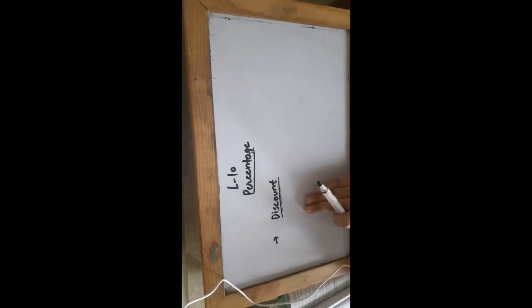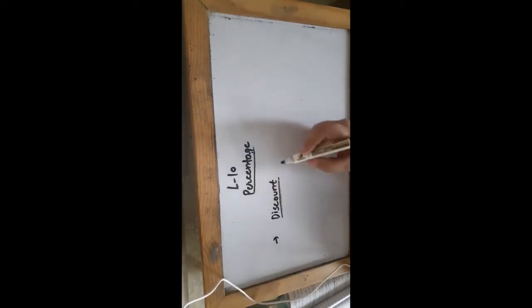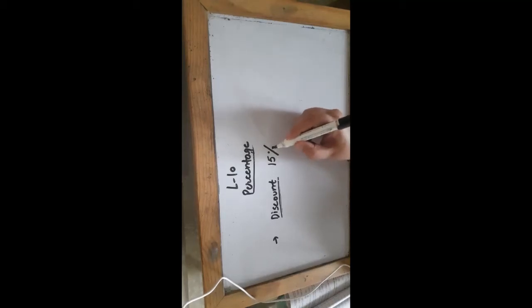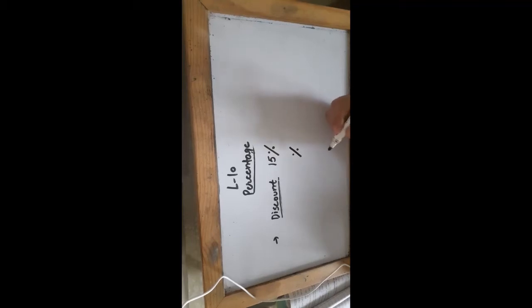Now, whenever you go to the market, you must have read the words that there is a discount. If you go to the toy shop, or if you go to buy some clothes, you get this word written over there that there is a discount, maybe of 15. Now a symbol is written like this. So what does this symbol stand for? This symbol is for percent.